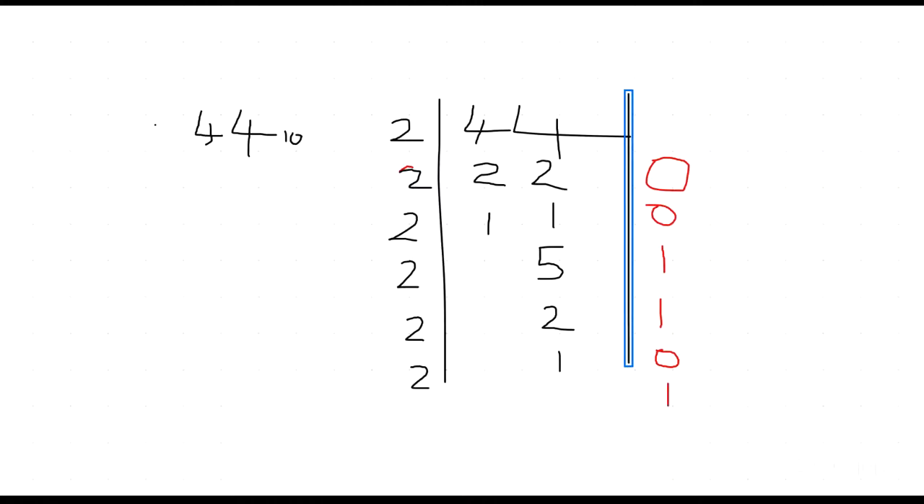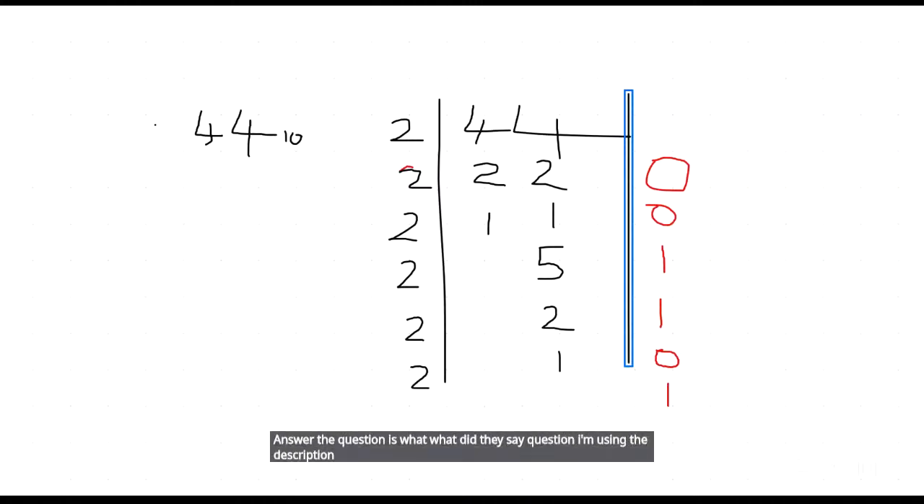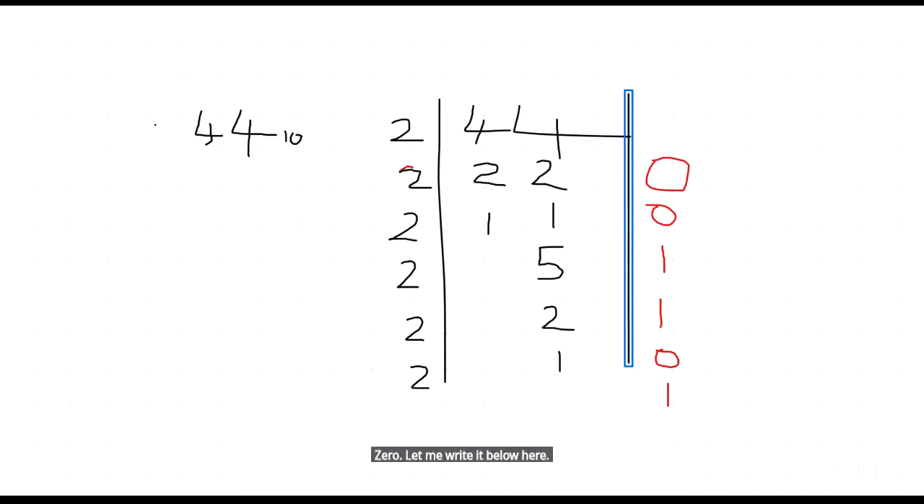Until the quotient is 0. I'm using the division, repeatedly recording the remainder until the quotient is 0. So it's 0 that we are getting here. Let me write it below here. So 1 divided by 2 will be 0, remainder 1.